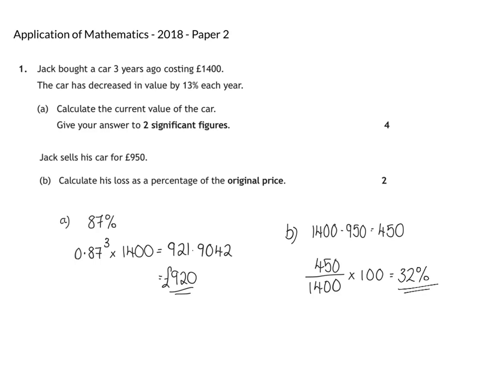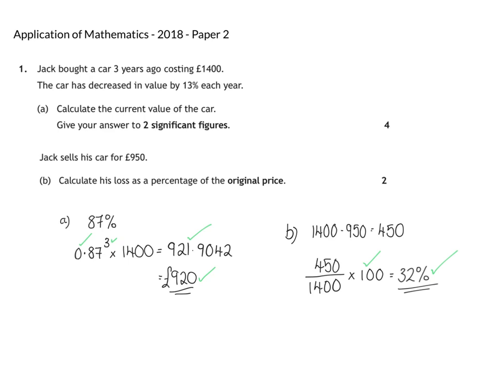So for this, we are going to now look at the marks. Your first mark is for identifying your multiplier, which is 0.87. Your second mark is for knowing that it's to the power of 3. Our third mark is for multiplying that through correctly to calculate the correct value. And then our fourth mark is for rounding to the correct number of significant figures. And then for part B, our first mark is for knowing that we have to calculate the percentage loss, so that it is 450 over 1,400 and then times it by 100. And then our second mark is for the process of getting to the correct answer.